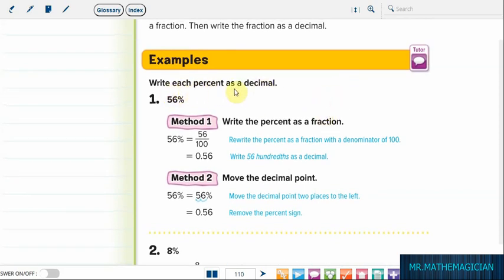Write each percent as a decimal. 56%. We know from the previous lesson, it's 56 over 100, and now over 100 means 0.56. This is the first method, to write it over 100, then to write it as a decimal. Now the second method is to move the decimal point. You imagine that there is a decimal point at the end of the number, and you move it backwards 2 places. Backwards 2 places means to the left, so it will be 0.56 without the percent sign.